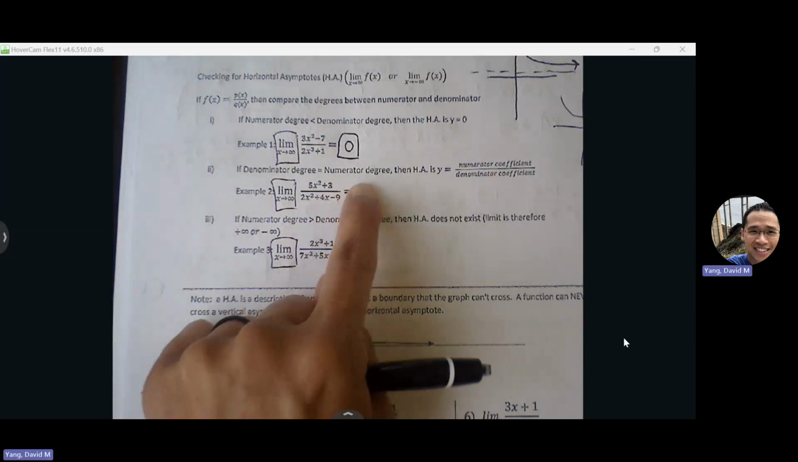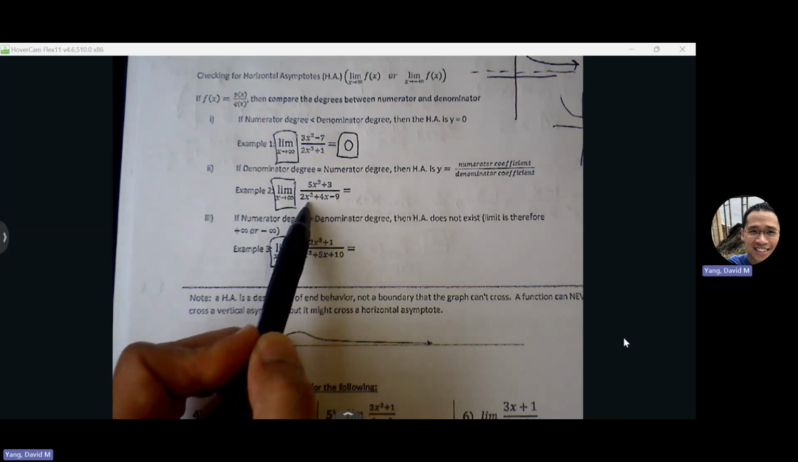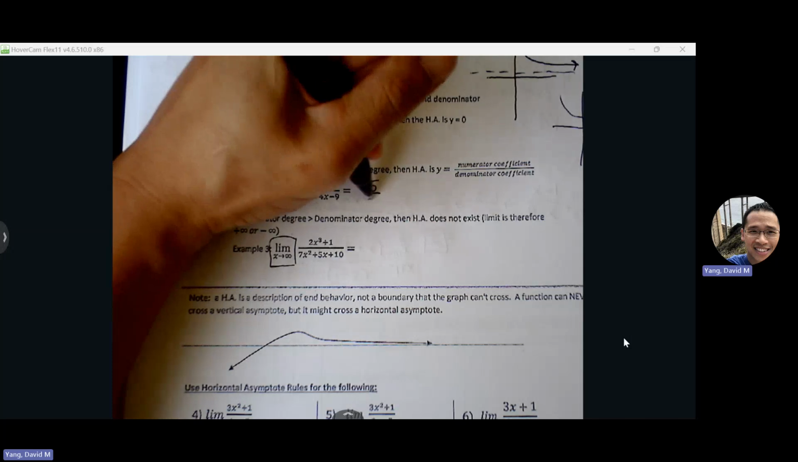If my numerator and denominator have the same degree, then they're both going to be increasing at the same rate, and that rate is going to be based off of the ratio of the coefficients. So if we're approaching infinity, and my highest degree in the numerator is degree 2, and my denominator also has that same degree, then I know that my limit is just the ratio of the coefficients, so just 5 over 2.